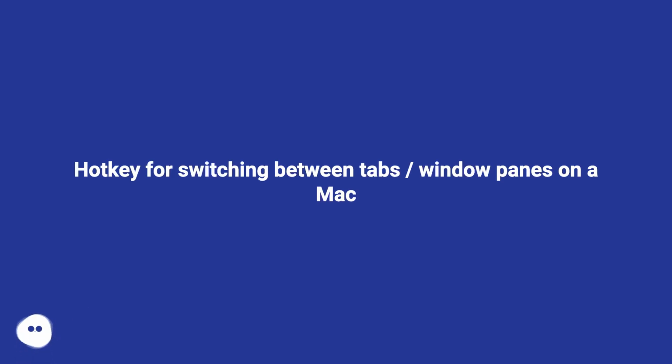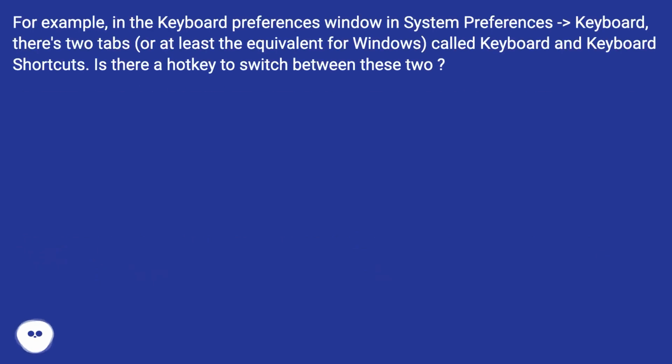Hotkey for switching between tabs/window panes on a Mac. For example, in the Keyboard Preferences window in System Preferences, Keyboard, there's two tabs, or at least the equivalent for Windows, called Keyboard and Keyboard Shortcuts. Is there a hotkey to switch between these two?